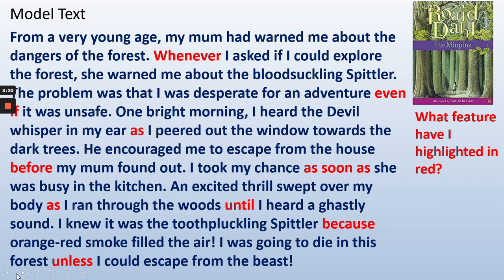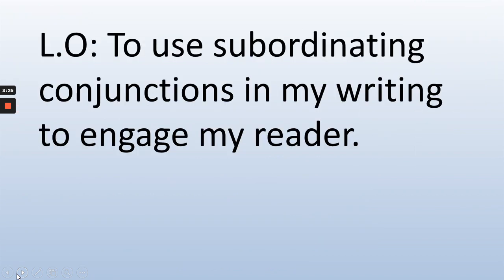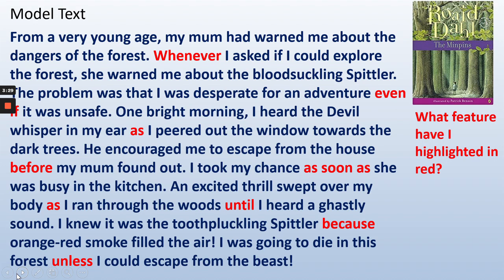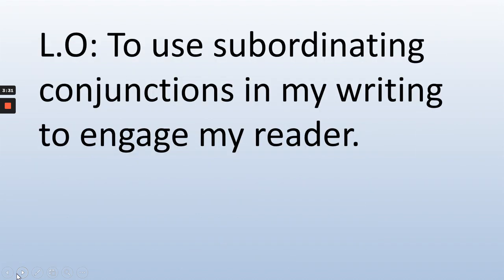Could you work out what feature I have highlighted in red? Some of you got it, and you're correct. It was a subordinating conjunction. And today, my turn, we are learning to use subordinating conjunctions in our writing to engage our reader. I'll say that again. Today, I'm learning to use subordinating conjunctions in my writing to engage my reader. Your turn.